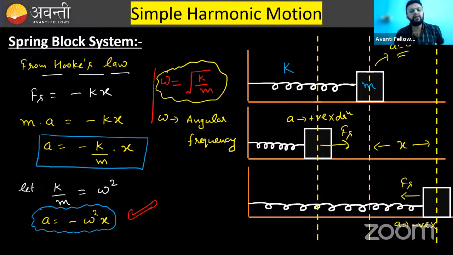Omega is known as angular frequency. I think till now every point is clear. We have justified that a spring block system moving in a horizontal direction is an example of SHM. What is the acceleration? Negative of omega square x.